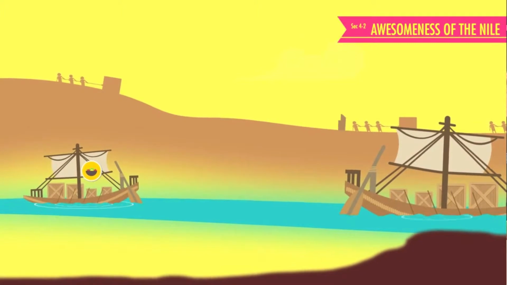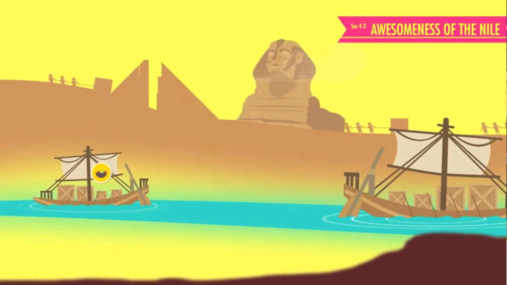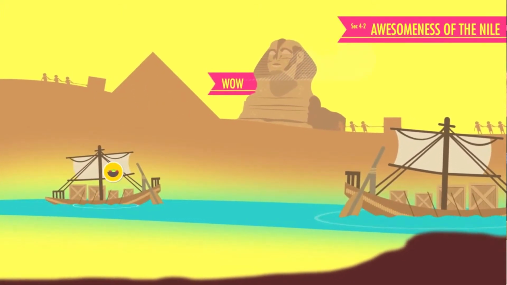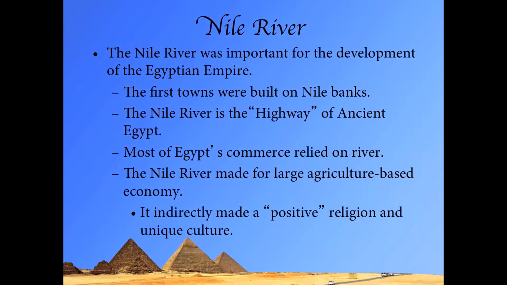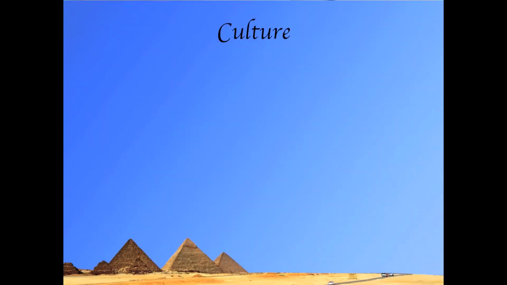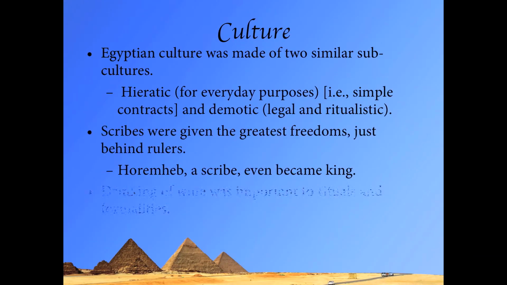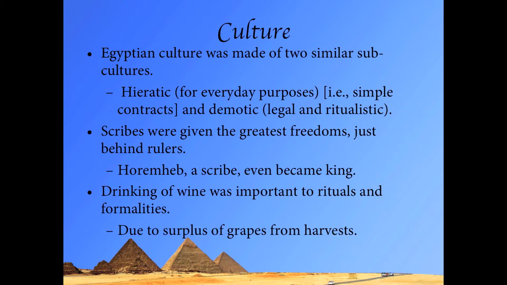The Nile River was relatively calm compared to other bodies of water and was the basis of a large agriculture-based economy. The wealth that came from farming made for a very tolerant religion that believed in a perfect heaven with an afterlife for all. The large harvests also made wine a staple in ceremonies and events. The Nile River's influence on East Africa allowed Egypt to conquer parts of Nubia and exert influence over the Horn of Africa. Egyptian culture was composed of 2 subcultures, hieratic and demotic.